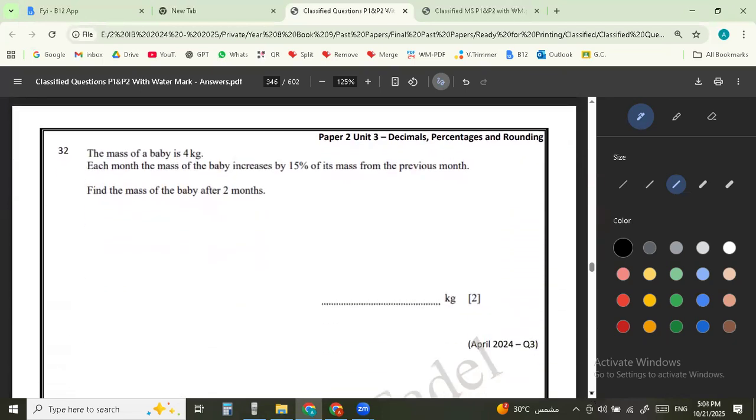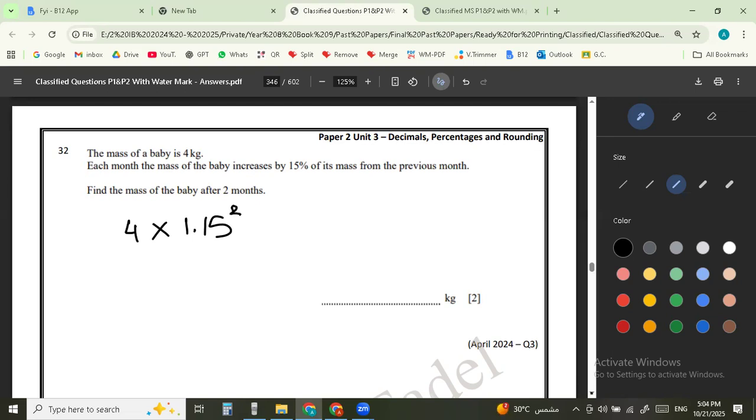The mass of a baby is 4 kilograms. Each month, the mass of the baby increases 15% of its mass from the previous month. Find the mass of the baby after 2 months. So it is 4 times 1.15, the multiplier of increasing 15%. But this is for 1 month. They want it for 2 months. So it is 1.15 squared.